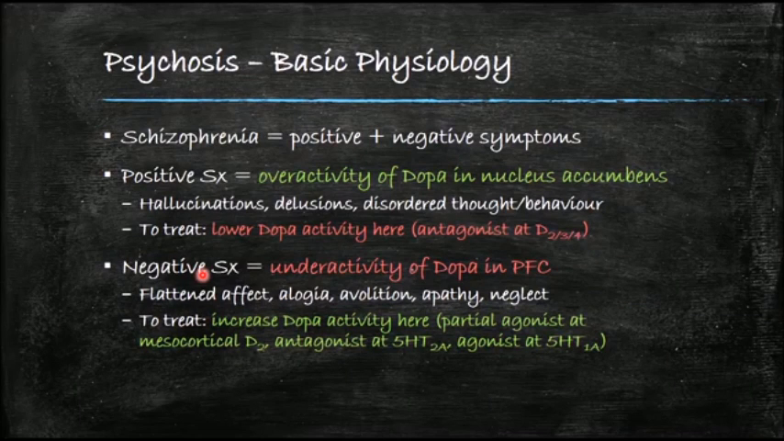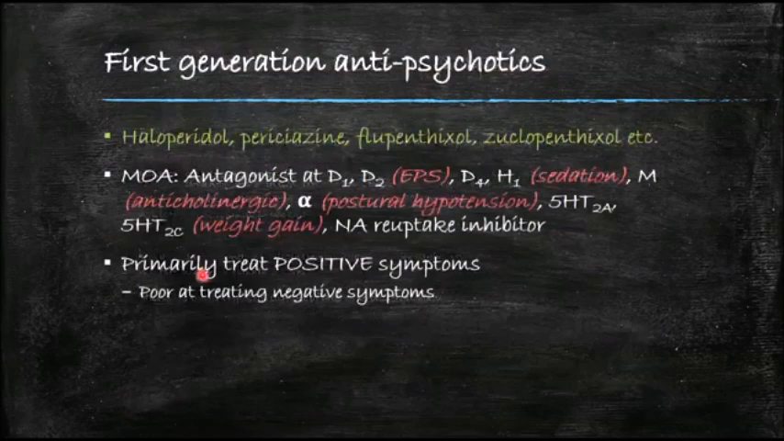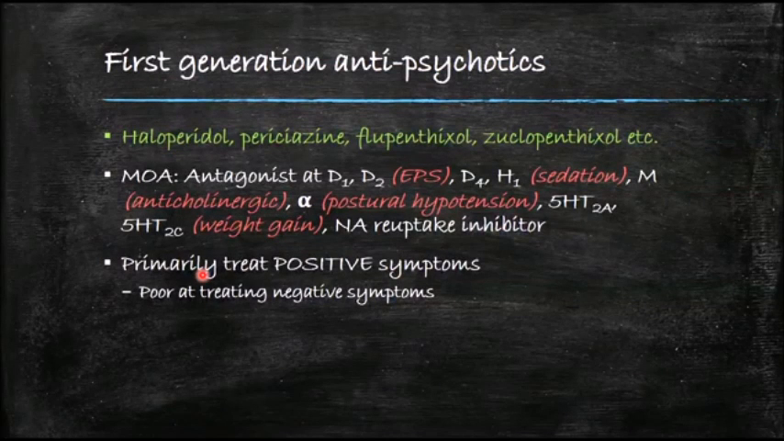So psychosis. Schizophrenia is a mix of positive and negative symptoms. Your positive symptoms are due to overactivity of dopamine, but your negative symptoms are due to underactivity of dopamine. Now this creates a bit of a problem because initially you couldn't really give a drug that both inhibited dopamine and increased its actions. So what would happen is if you gave one drug, it would cause an exacerbation of the other symptoms. Nowadays we have drugs that are partial agonists, or agonists at one place and antagonists at another.